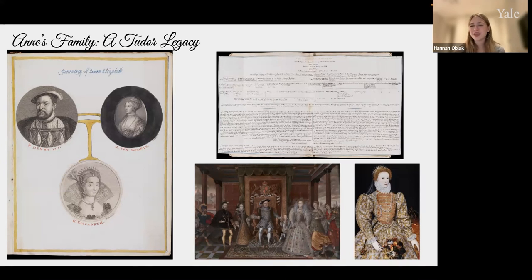And I think that there's something overall that's just incredibly poetic about the fact that Anne was villainized and executed for her sexuality, for her ambition. But her daughter became one of the first queens in England and arguably one of the most renowned monarchs ever.